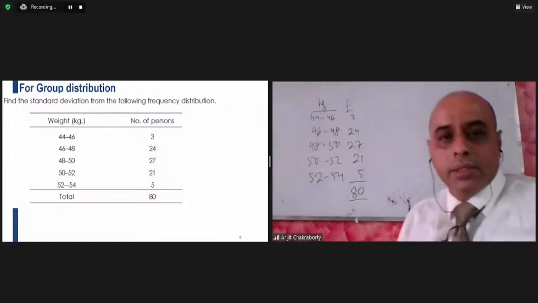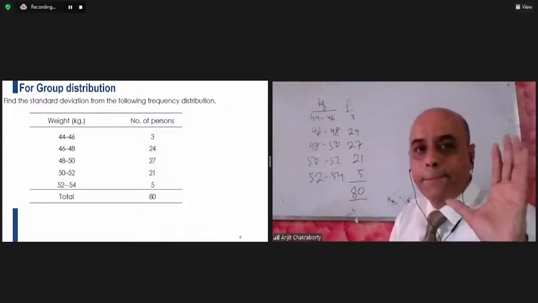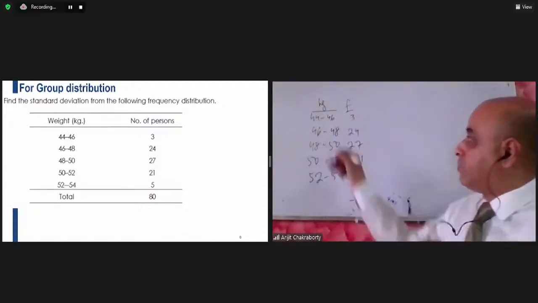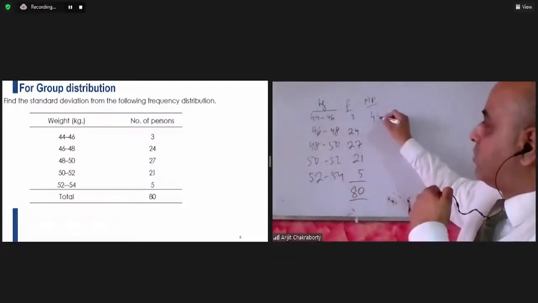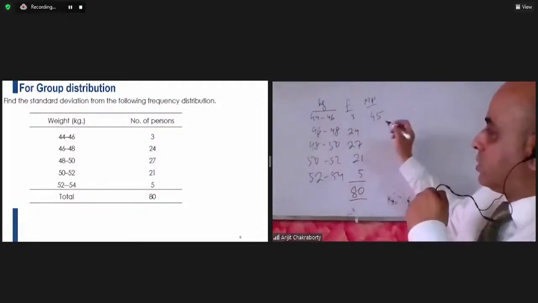Okay. Step number 1, we find the midpoint. Here we have to find the midpoint. So I'm writing MP, midpoint. 44 and 46, midpoint is 45. 46 and 48, midpoint is 47.